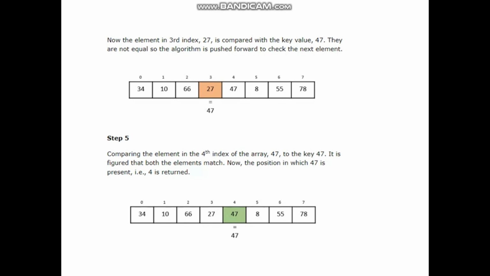We move to the fourth location where we have 47, which matches the value to be searched. Now we say that the search is successful and the given item, which is 47, is present in the fourth location.